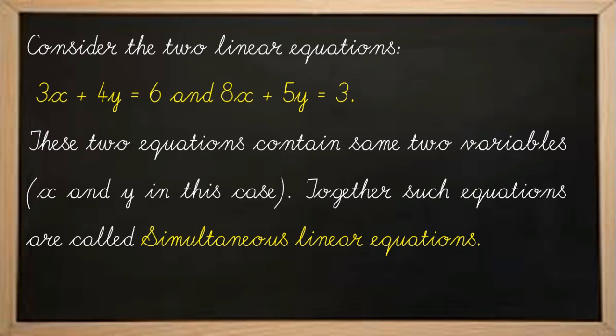So one point is very much clear now. Simultaneous linear equations means there should be two equations with similar variables. It may be a, b or x, y or p, q or l, m. If I say 3x plus 4y is equal to 6 and 8a plus 5b is equal to 3, these two are linear equations, but they are not simultaneous linear equations. Simultaneous linear equations means both equations should have the same two variables.